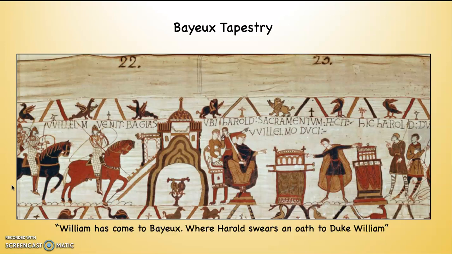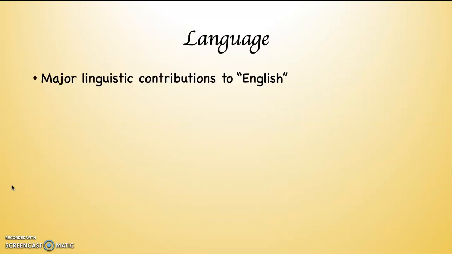Ha ha. So, Willem venit Bagius, ubi Harold sacramentum fecit Willem Duci. Like that. Which means William has come to Bayeux, where Harold swears an oath to Duke William. Okay, that's probably the most famous part, or one of the most famous parts, of this very, very famous thing, the Bayeux Tapestry, which is written in Latin. Okay? But that goes through the Norman invasion beginning in 1066.